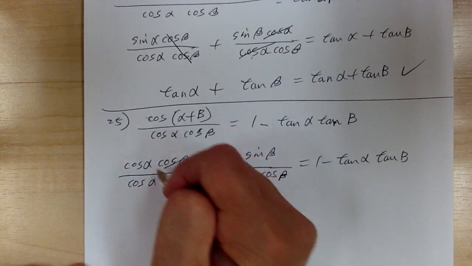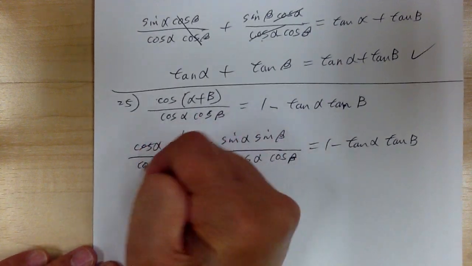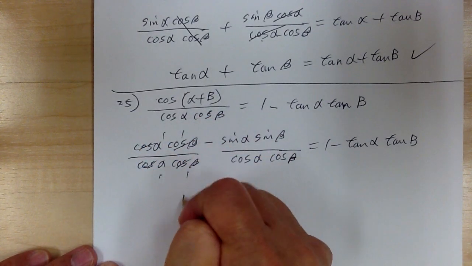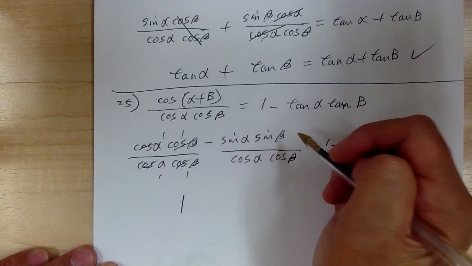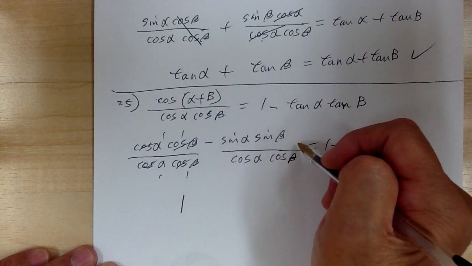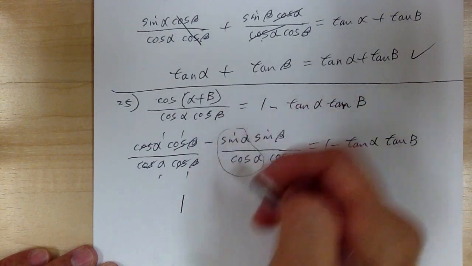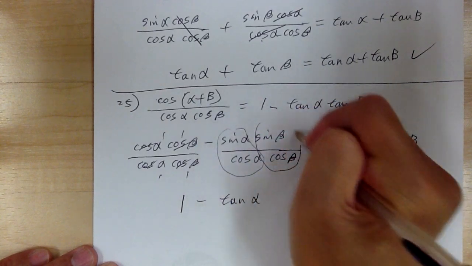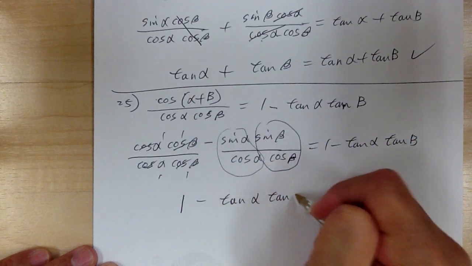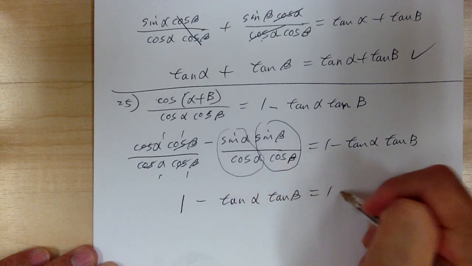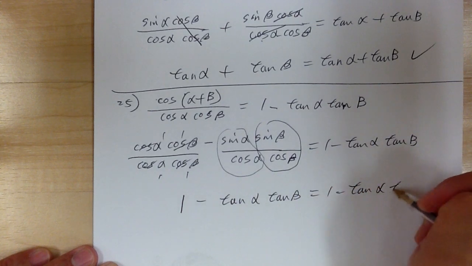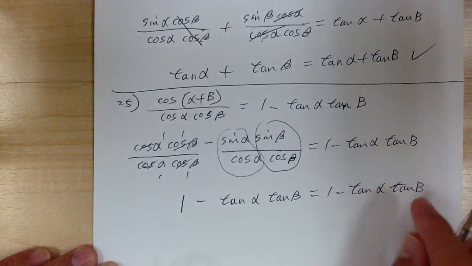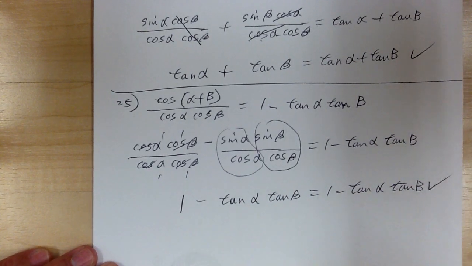Notice it's cancel, cancel. When you cancel, it's 1, right? So that's how. So here you get 1. This one over here doesn't cancel anything, but this over here, that's your tangent alpha. This over here, that's your tangent beta. And now they are the same, so check mark and you're done.